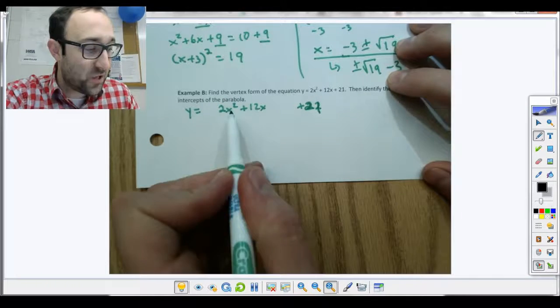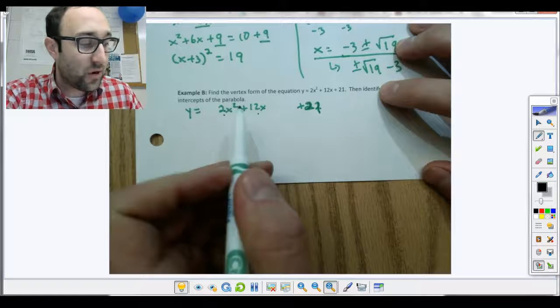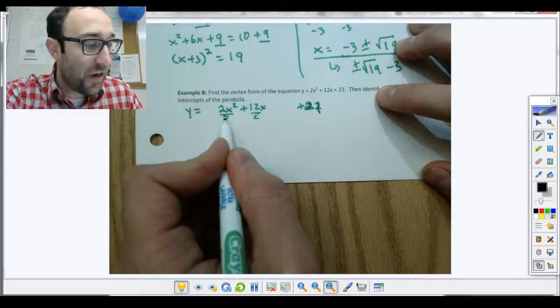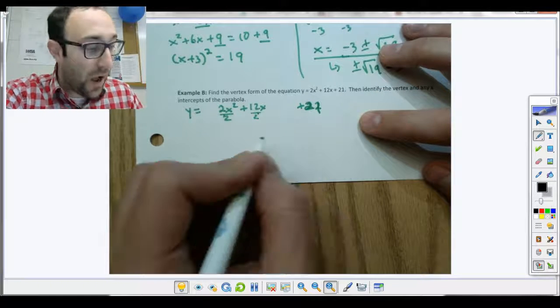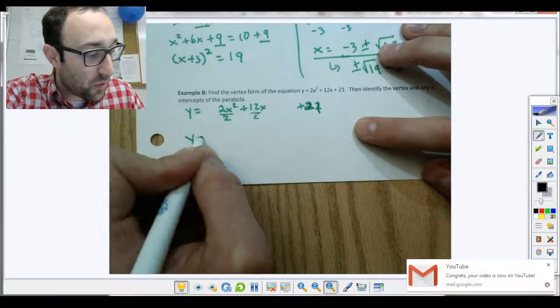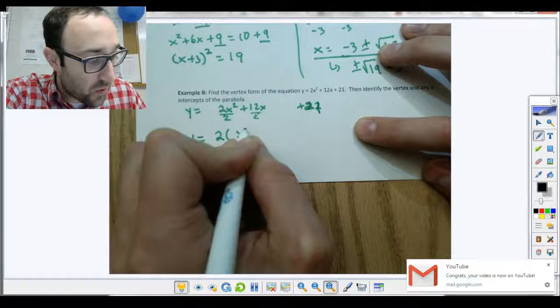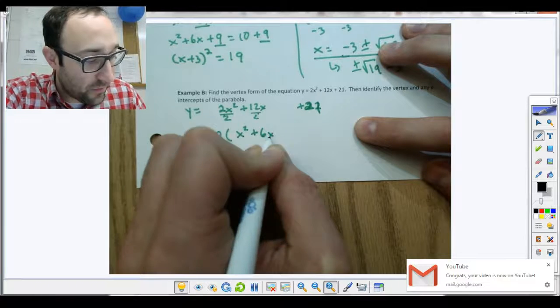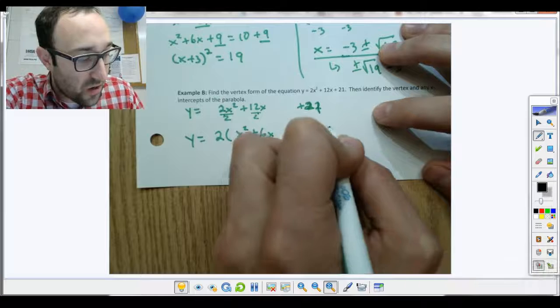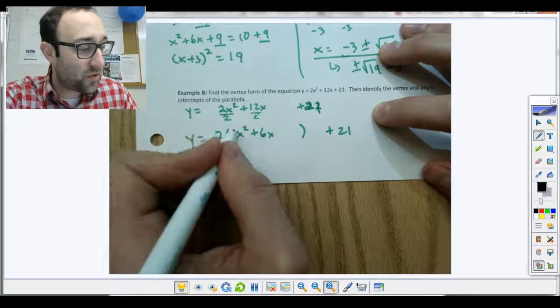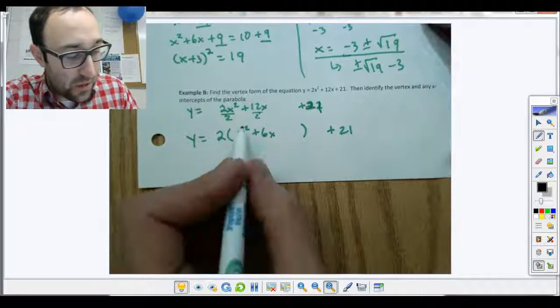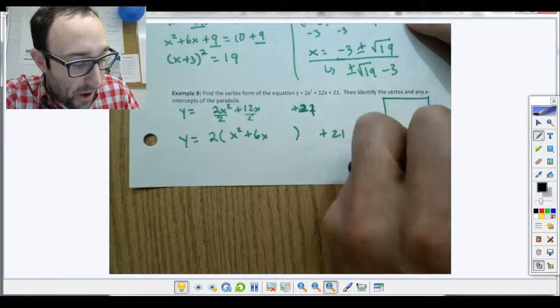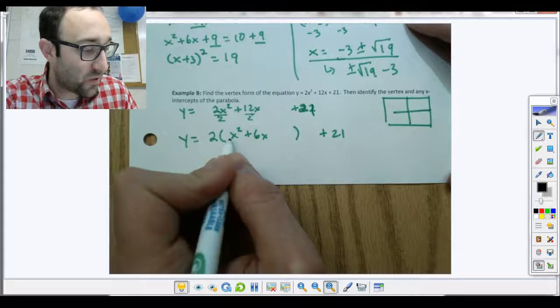Well, first of all, I see a 2x squared and a 12x, so I know both of those are divisible by 2. Now, I can't just divide everything by 2, so instead I'm just going to factor the 2 out in front. So I'm going to say y equals 2 parentheses x squared plus 6x, and I'm going to keep my parentheses there and then do a plus 21, where if I distribute this 2 to both of those, I should be fine. Alright, so again, I'm going to put this box here, and I'm going to say, I have an x squared plus 6x.